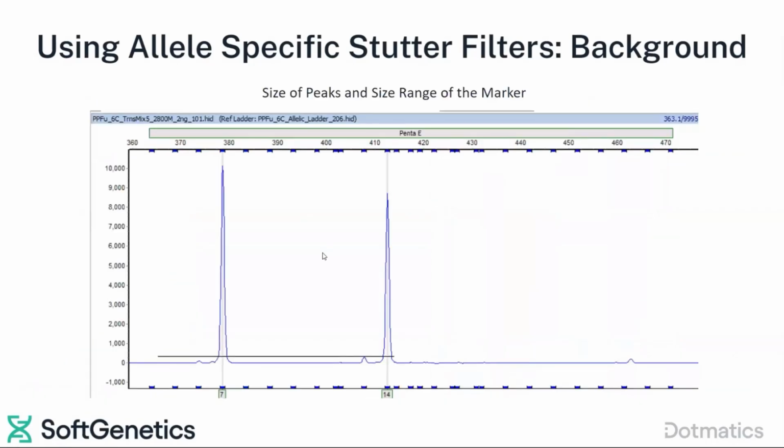And then also the size of the peaks and the size range of the marker. So the larger repeat will have different stutter than one within the same marker. Penta E, SE33, some of these markers that have a very wide size range will show differences within the marker in the stutter values.